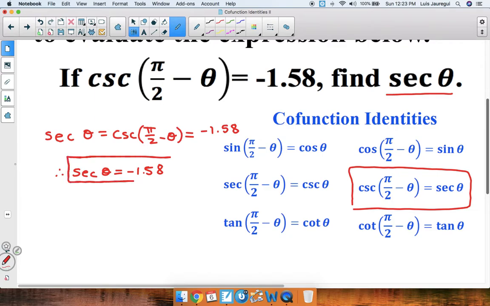So in summary, we can say that the 3 steps to figure out the values of interest here are the following. Step 1, to identify what you want to find. Step 2, to identify the relevant cofunction identity. And step 3, to substitute and use the properties of equality in order to figure out the value for what we want. And this concludes our video on Cofunction Identities Part 2.